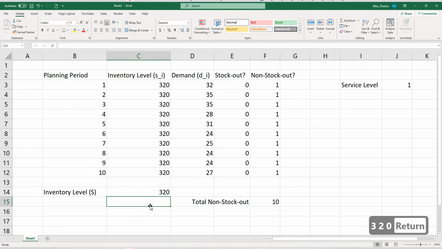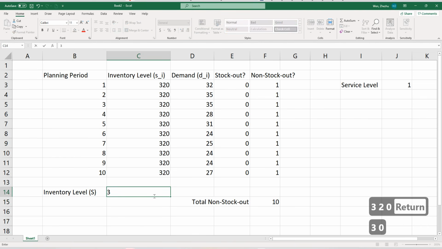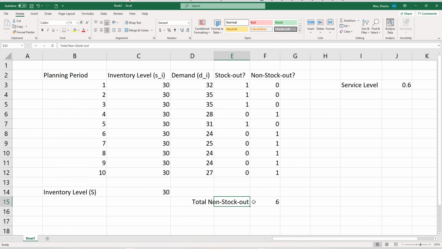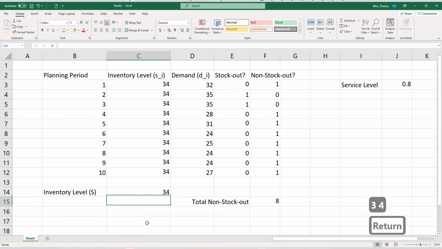All right, when you have 30 as the beginning inventory level in all those periods, you will see that the non-stock out has reduced to 6. Therefore, the probability is now 60%. So this probability is the frequency of non-stock out, now 60%. So ideally, you want to have it as high as possible.